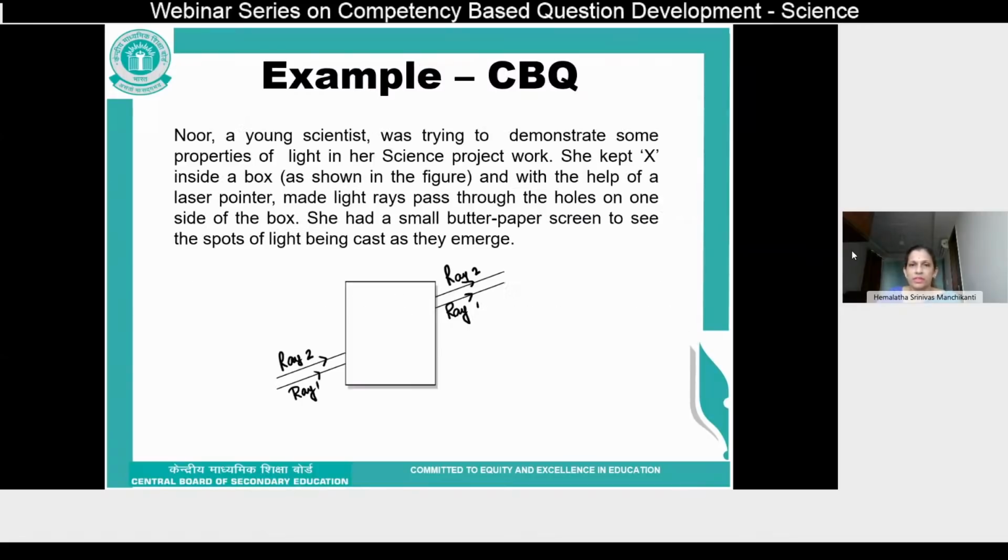This is an example. Shweta ma'am, I would like to request you to throw some light on this particular example in this case-based question.